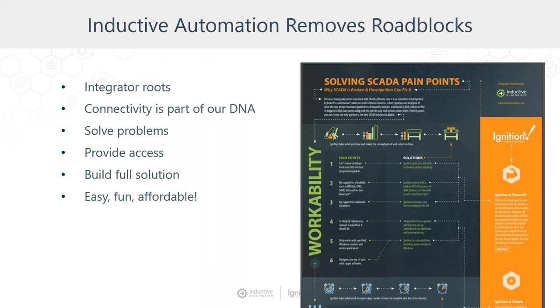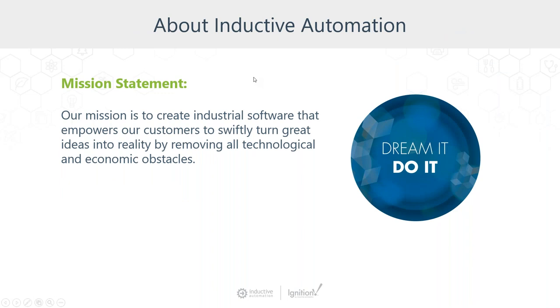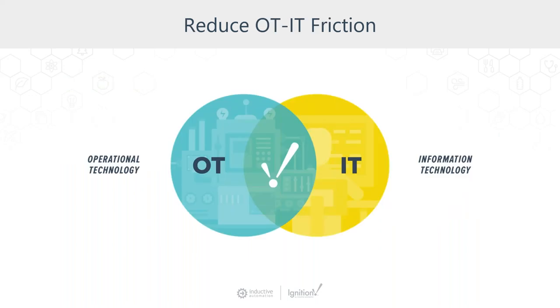We wanted to just take the roadblocks away and make it so that it was easy to do things. And as you can see, fun and affordable. We really wanted it to be a lot of fun and a joy to work with. Our mission statement, Inductive Automation: our mission is to create industrial software that empowers our customers to swiftly turn great ideas into reality by removing all technological and economic obstacles. That's kind of our North Star. That's what we go for as a company every day.